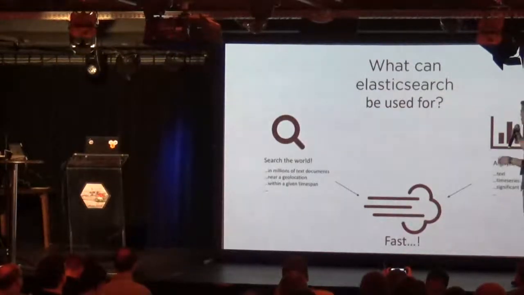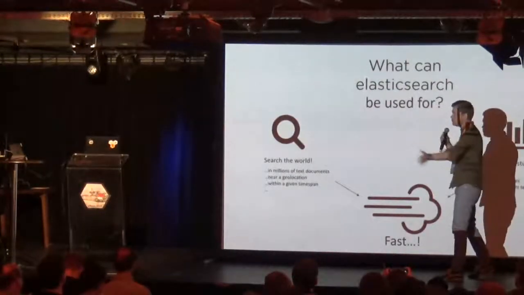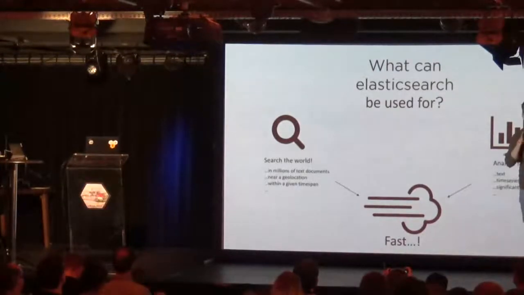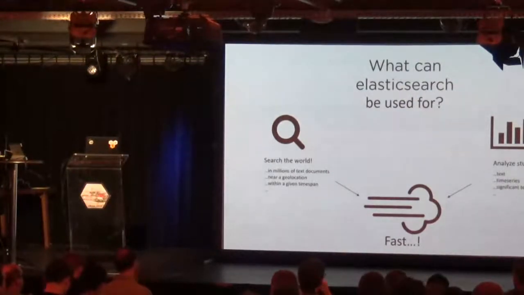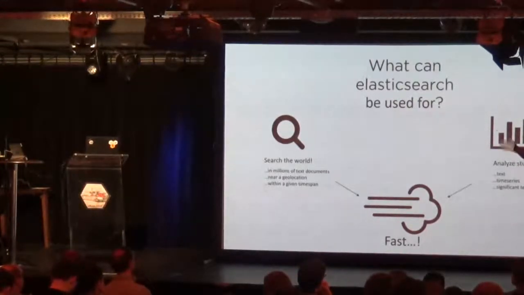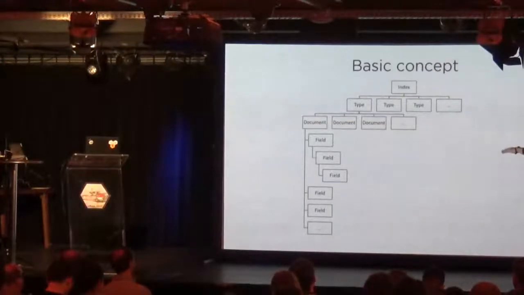So Elasticsearch's main application is obviously to search. Again, the clue is in the name. And it's really good for that, but you can actually also use it to do different analytical things like time series, stuff like that. I'm going to show you an example in just a minute. Both of these things are fast.